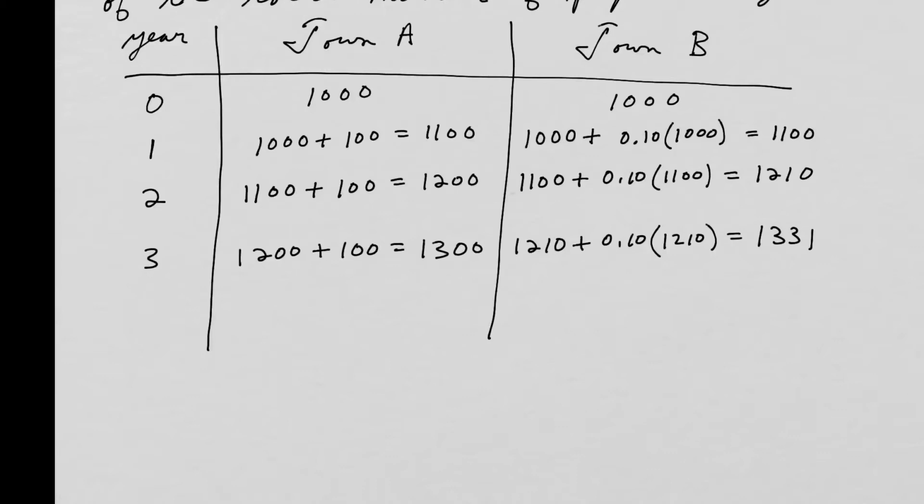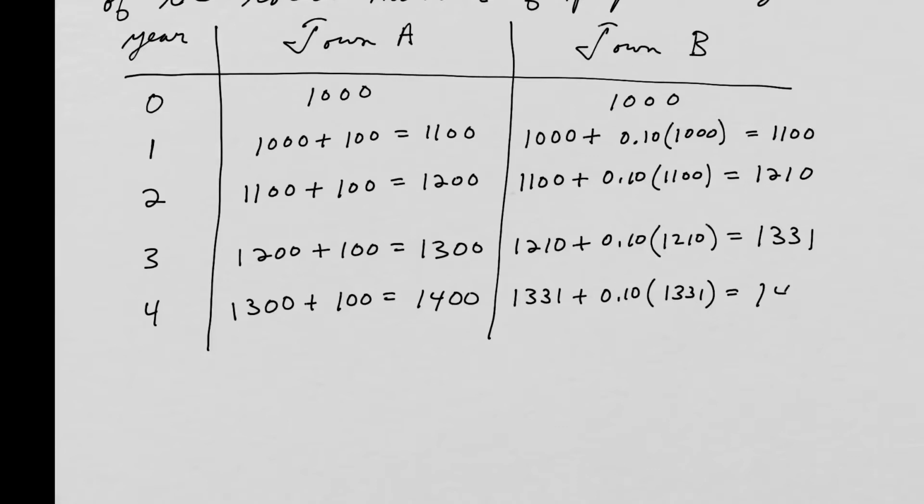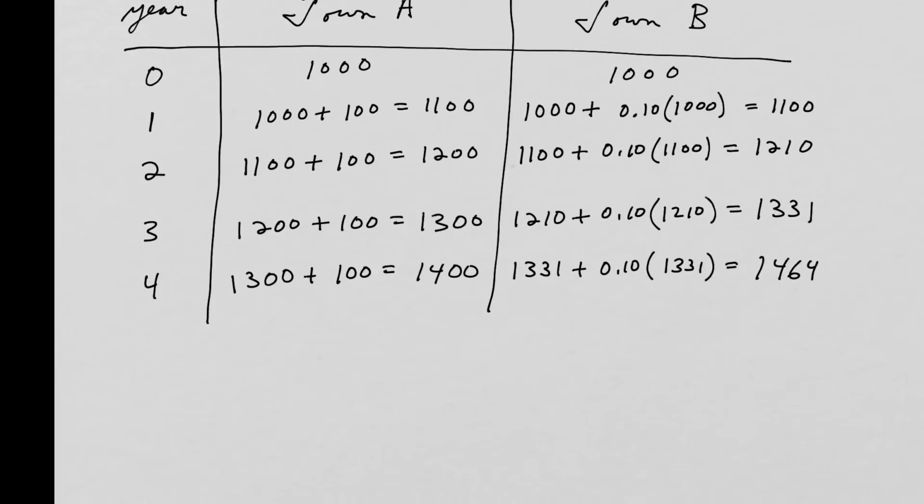Let me do one more. In the fourth year, town A would be 1,300 plus 100, so that would be 1,400. And in town B, it would be 1,331 plus 10% of 1,331, and that equals 1,464. And so on, right? We could continue this process, just dot, dot, dot, and keep going. And you notice that town B's population is going to be growing more quickly than town A, and eventually, once we get to much larger years, it'll be much more quickly.